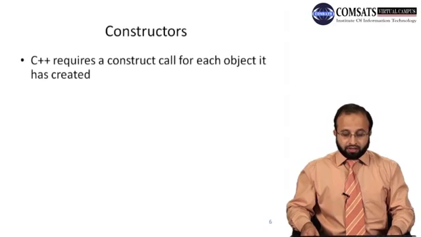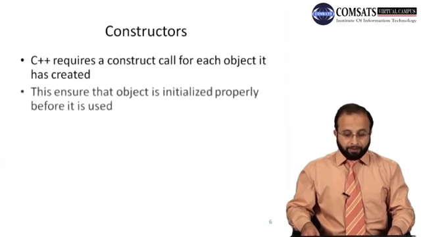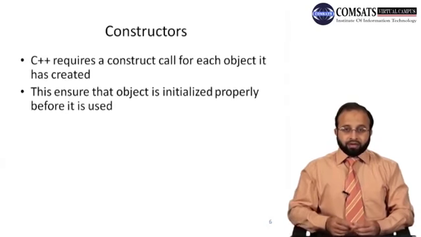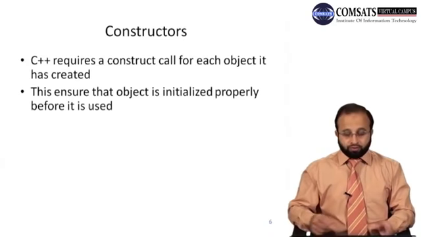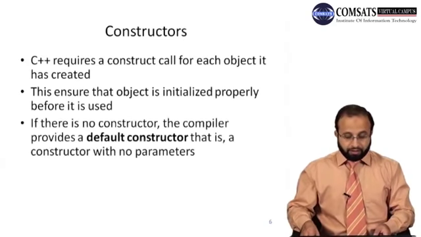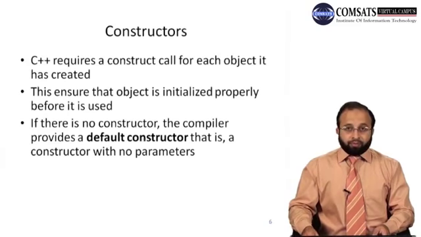C++ requires a constructor call for each object it has created. This ensures that the object is initialized properly before it is used. Whenever you create an object, you want its private data members to be initialized before using that object. So how are they properly initialized?